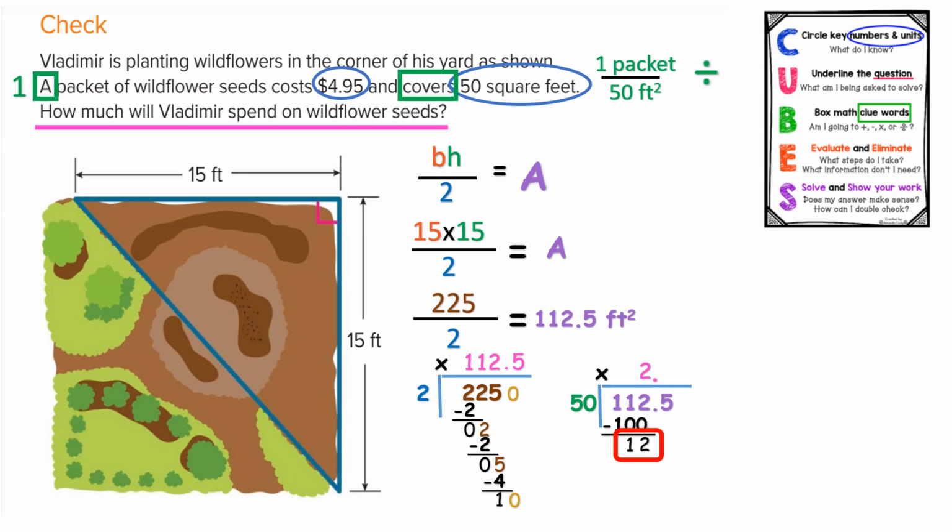Now, if you want to solve for this, you're more than welcome to. You just simply don't have to. Because if I have a remainder, then I know that 2 packets is not going to cover my triangular garden. So instead of buying 2 packets, I'm going to have to buy 3. And if I have 3 packets, now I can see that I have the $4.95 per packet.